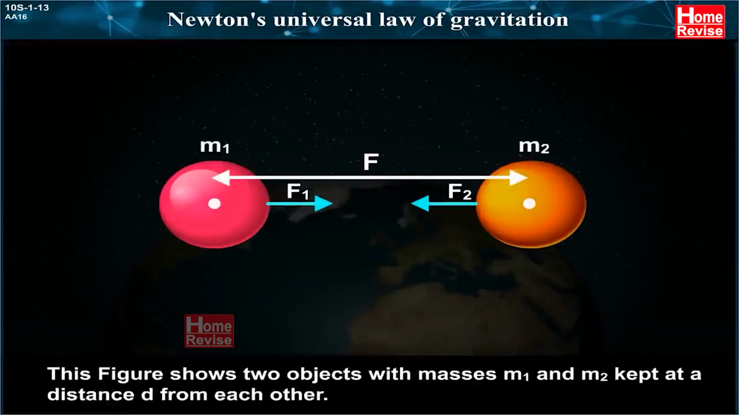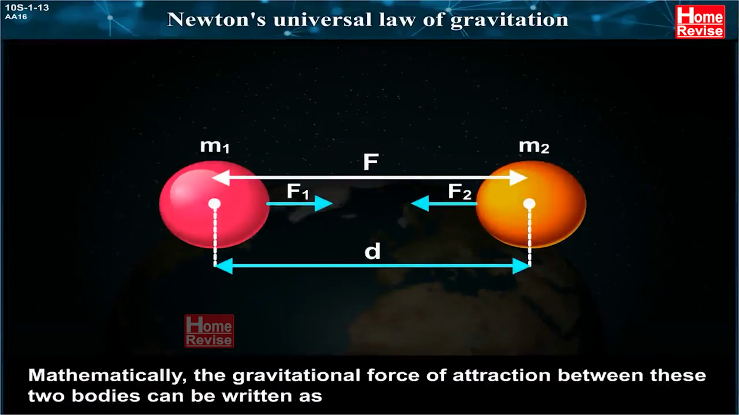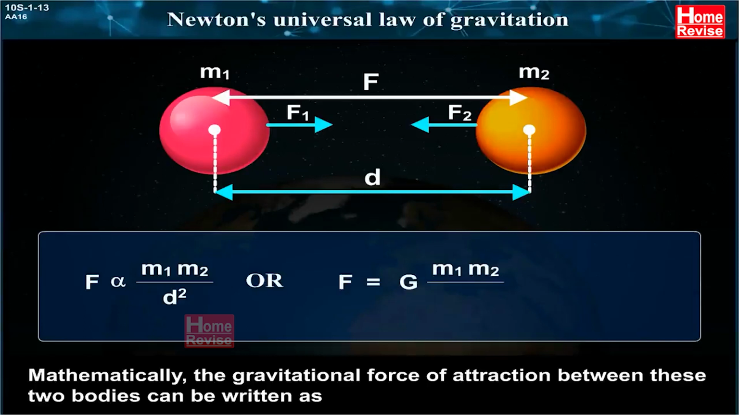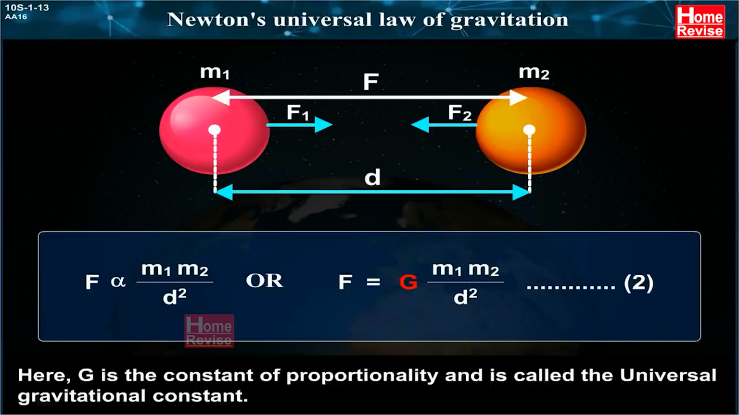This figure shows two objects with masses m1 and m2 kept at a distance d from each other. Mathematically, the gravitational force of attraction between these two bodies can be written as F is proportional to m1 m2 upon d squared, or F is equal to G into m1 m2 upon d squared. Let this be equation 2. Here, G is the constant of proportionality and is called the universal gravitational constant.